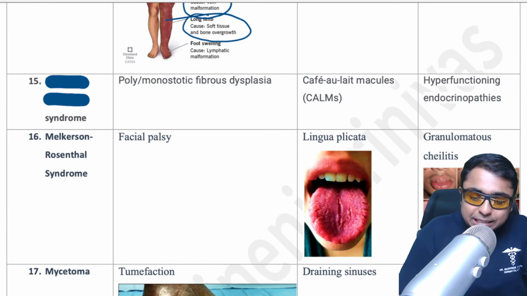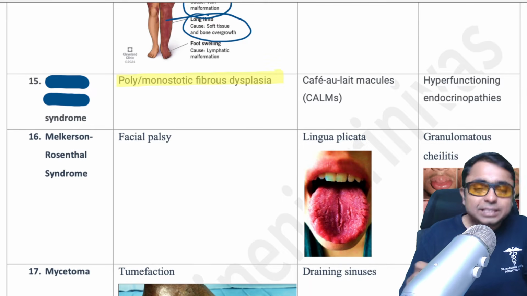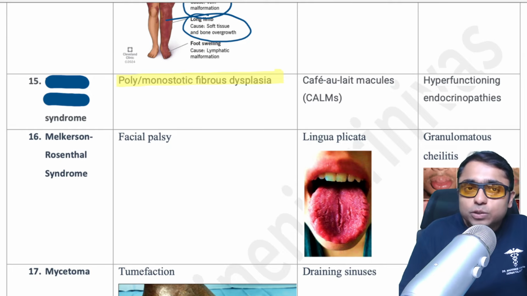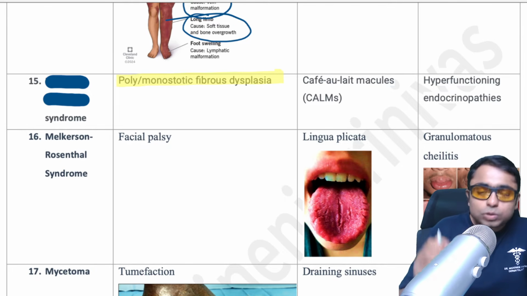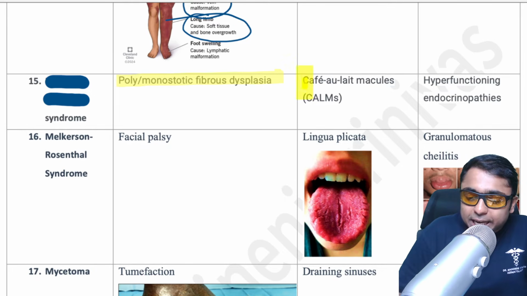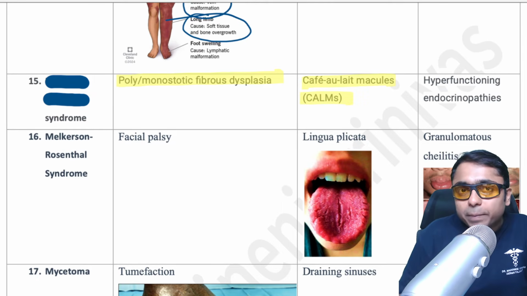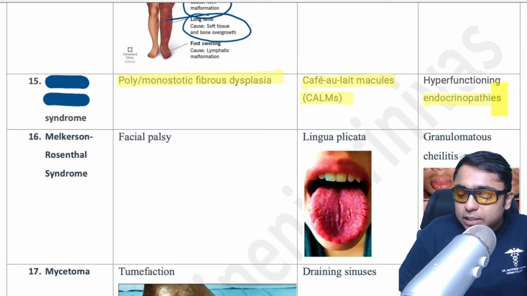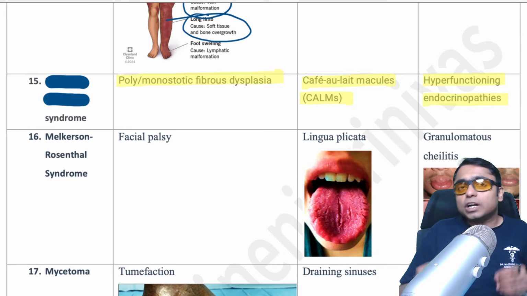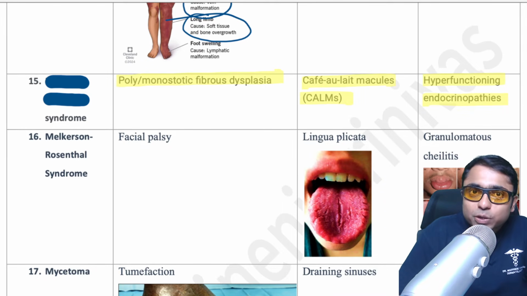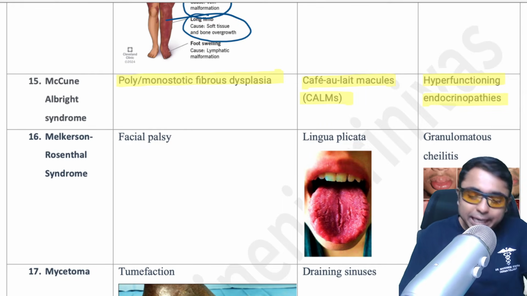Next is this condition, which is a syndrome again. I hope you might have read this in your gynecology. So there is going to be polyostotic or monostotic fibrous dysplasia, and in the skin we can see dark brown hyperpigmented macules, which are cafe au lait macules, and also there are going to be hyperfunctioning endocrinopathies. So have you thought of the diagnosis already? If you have thought of McCune-Albright syndrome, you are absolutely correct. Very good.